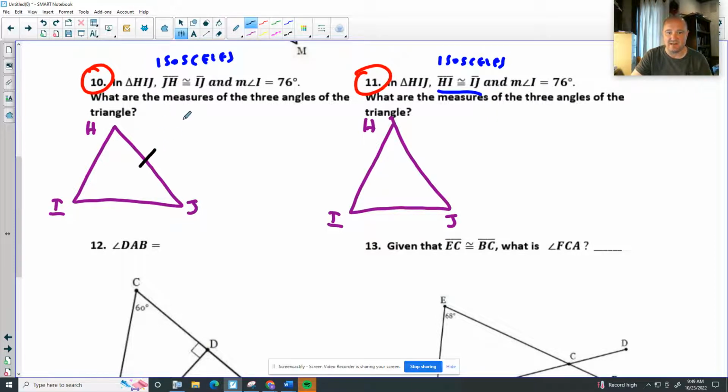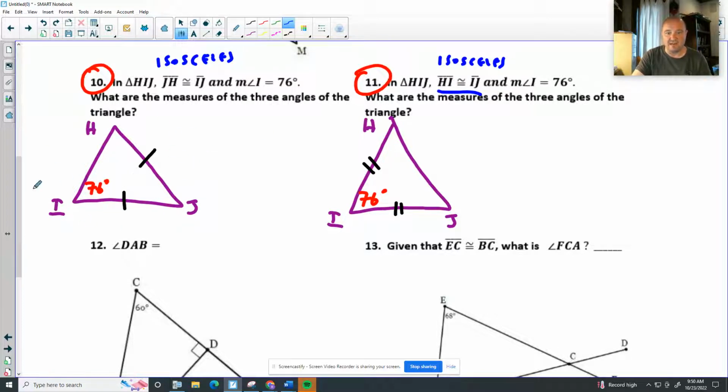And look what's interesting about this is JH. Where's that? Right here. It's congruent to IJ, right there. But over here, HI is congruent to IJ. So it's a different set of segments that are congruent in the two problems. Here, angle I is 76 degrees. And here, angle I is 76 degrees. But it makes the problems totally different based on the fact that different sides are marked congruent.